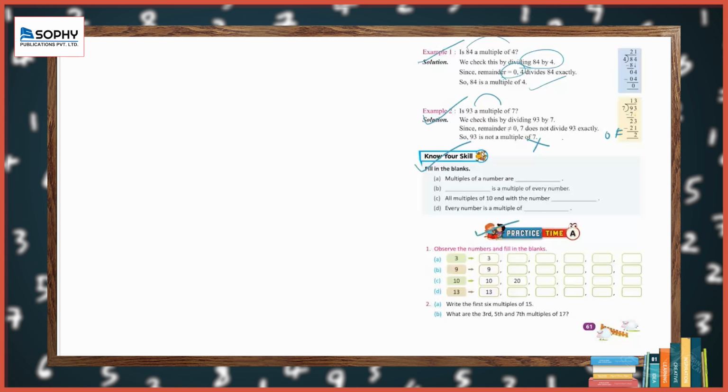Practice type A, students. In the first part, you have to observe and fill in the blanks. First is 3, then 6, 9, 12, 15, 18. In the next one, we have to write the first 6 multiples of 15. So it will be 15, 30, very good, students, 45, very good, 60, very good, 75 and 90.